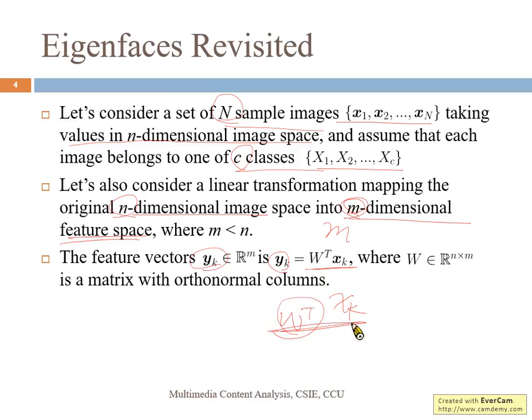When we do this inner product, we get the component corresponding to the k-th eigenvector. So we use such coefficients to describe a face image. Here W is a matrix with orthonormal columns, and we can use it as a projection matrix. We project an n-dimensional image into an m-dimensional vector.